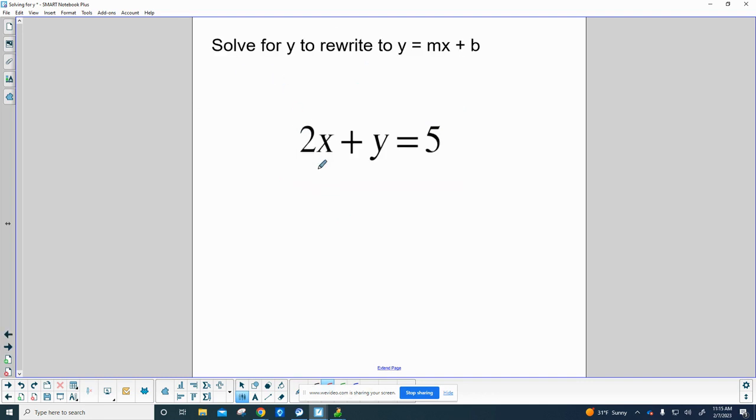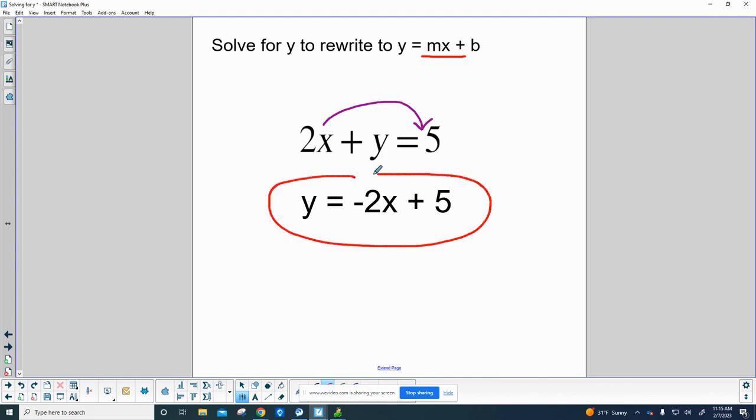For example, we want to solve this one for y, so we're going to move 2x to the other side and move it right behind the equal sign because that's where we want it in slope-intercept form, like we have up here at the top of the page. And when we do that, 2x becomes minus 2x. And as soon as we've done that, we recognize this is already in the form that we want it to be in. 5 is the y-intercept, and negative 2 is the slope.